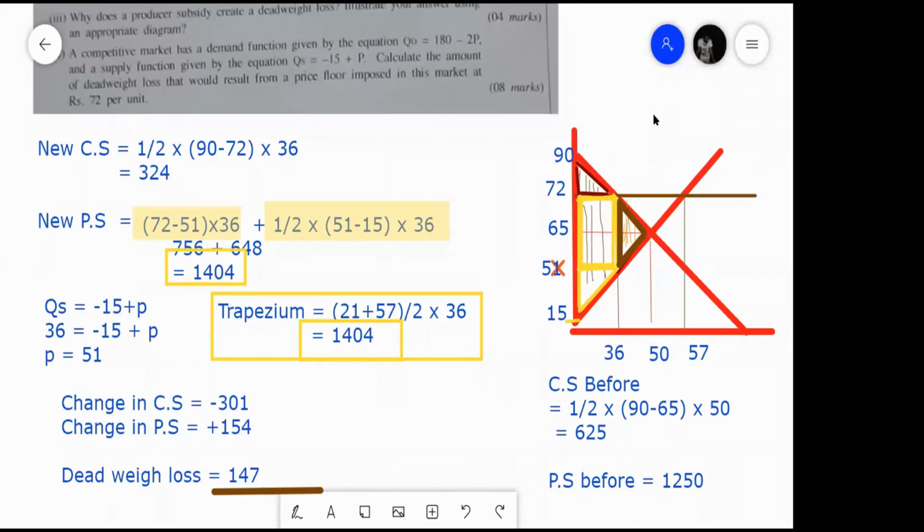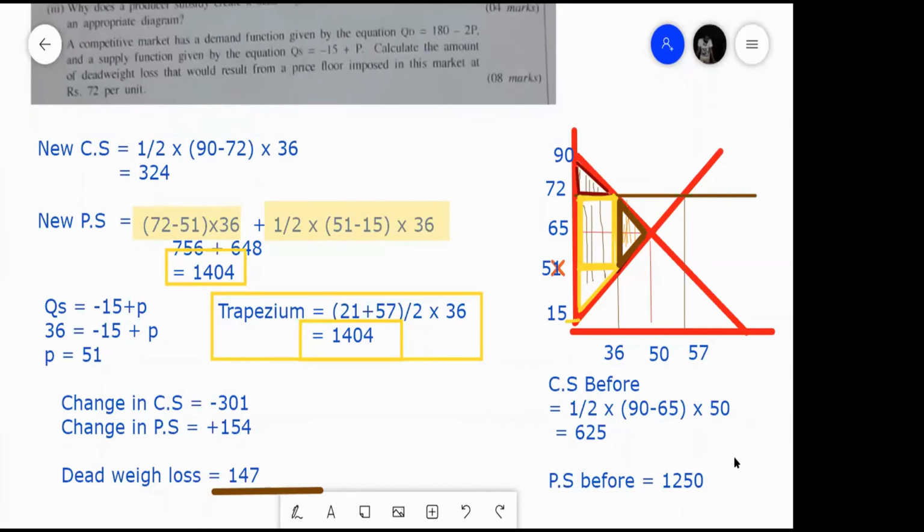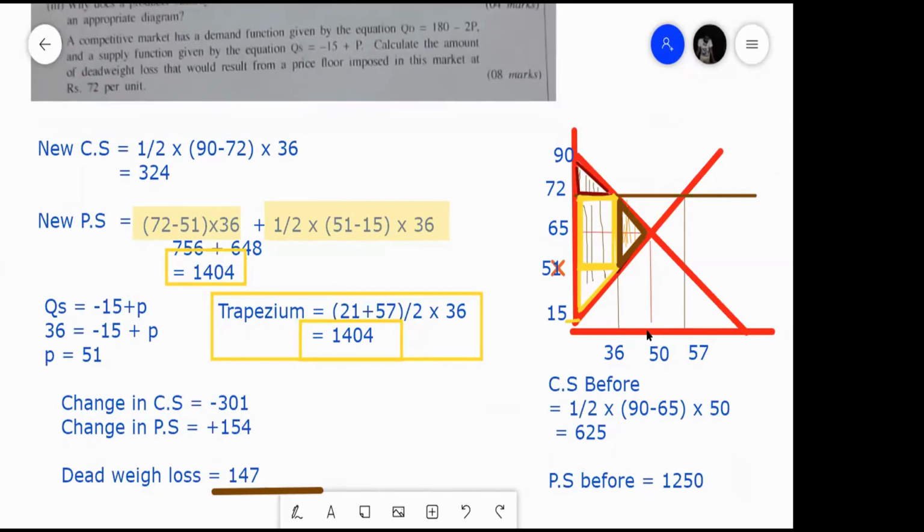Yes, to find deadweight loss, first you calculate the consumer surplus before the subsidy. Calculate the producer surplus before the subsidy. Done, right? That is the first thing we did. Consumer surplus before the minimum price. Producer surplus, got it. Then what do we do after this? Now we calculate the new consumer surplus.